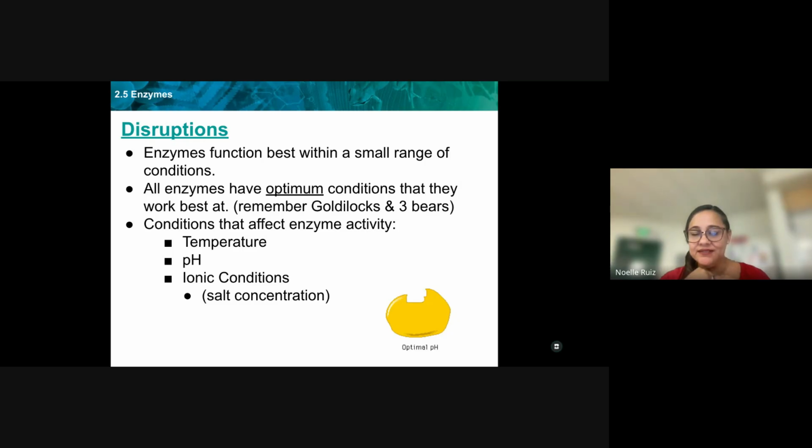Our blood is neutral-ish. So most enzymes that work in our bodies work at whatever the pH of our blood is. And then ionic conditions. Salt is an ion. Enzymes like just a little bit of salt, just like we do on our food. We don't want too much salt because then it's too salty, but you have to have some salt or else it'll be bland. So we have to have a just right amount of salt to be able to function properly.